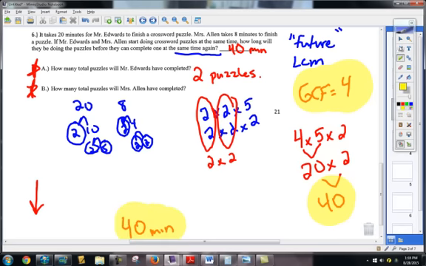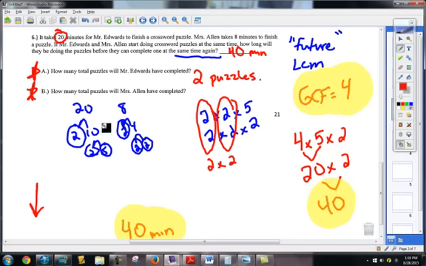LCM and just divide by however many, like for instance Mr. Edwards, he does one every 20 minutes, 40 divided by 20, that's how I got 2 puzzles. Okay? And then 40 divided by 8 minutes, because she does one every 8 minutes, would show us that she's going to be able to get 5 puzzles done. Okay? Okay, thank you.